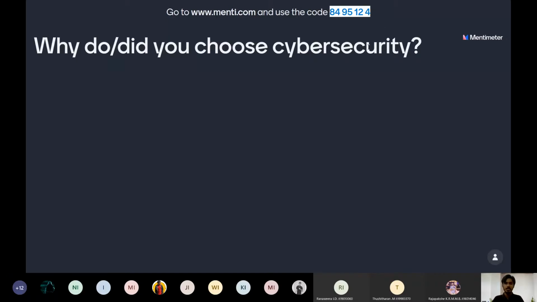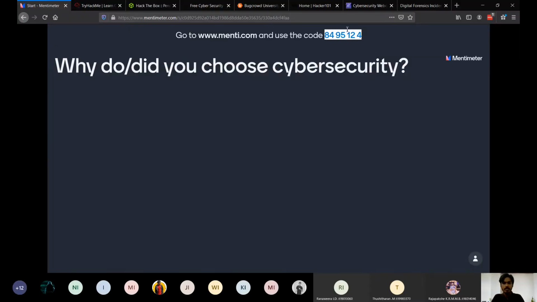I hope you can see my screen. The code and the website is visible. And you just have to insert a word to let me know why you want to choose cybersecurity. If there are any problems, you can unmute yourself and ask me. Go to this website, menti.com, and use this code, and you can join the session here. I just want to know why you want to join cybersecurity here.